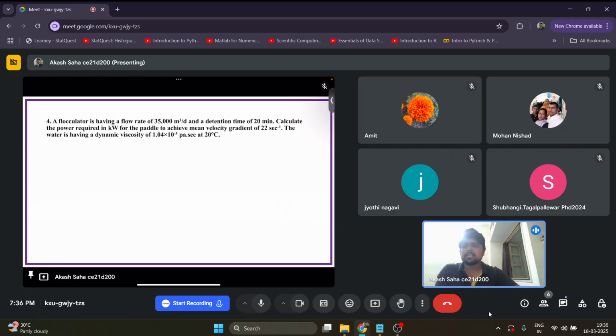A flocculator has a flow rate of 35,000 meter cube per day and a detention time of 20 minutes. Calculate the power required in kilowatts for the paddle to achieve a mean velocity gradient of 22 per second. The water has a dynamic viscosity of 1.04 into 10 to the power minus 3 Pascal second at 20 degrees Celsius. So you have to find the power for the paddle. There is a direct formula through which you can find it. So what is the formula? Anyone knows?